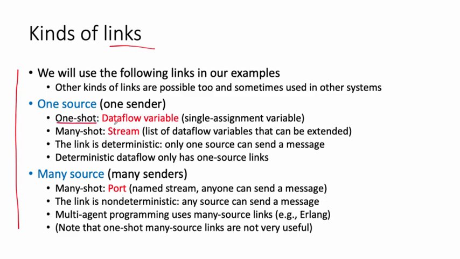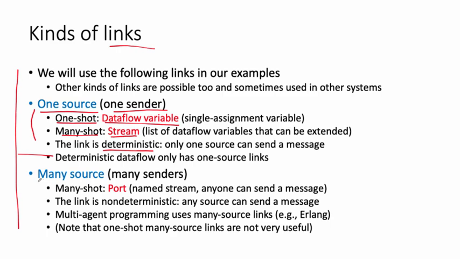The one-shot links, which are the single assignment variables, which I also call data flow variables. The many-shot links, which are the streams. Remember streams? Now a stream is just a special case of a link. Remember the streams we talked about? These are all deterministic. So the one source, one sender links are deterministic. Okay? So deterministic data flow only has this kind of link.